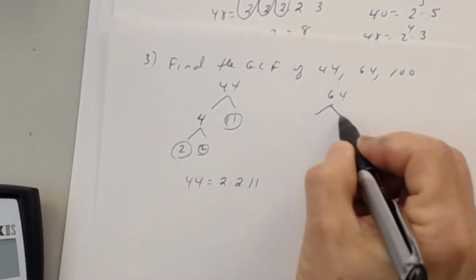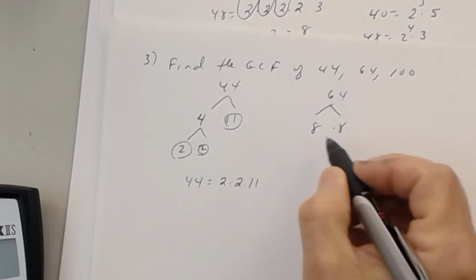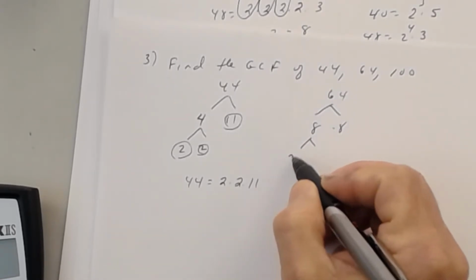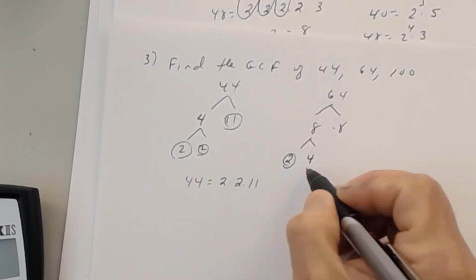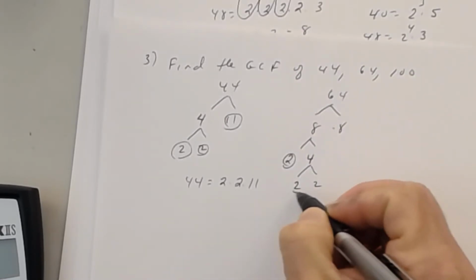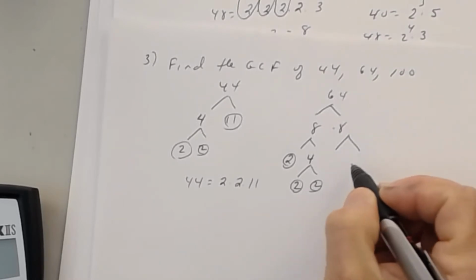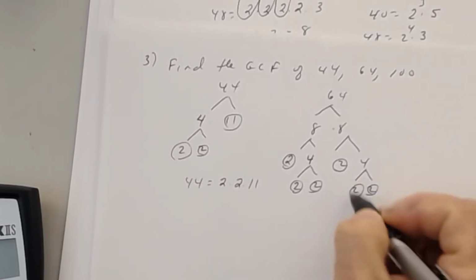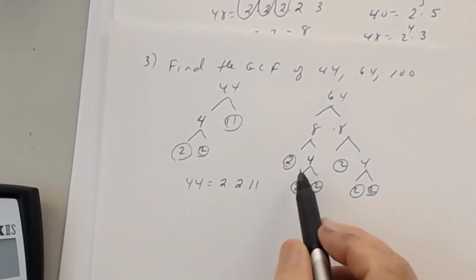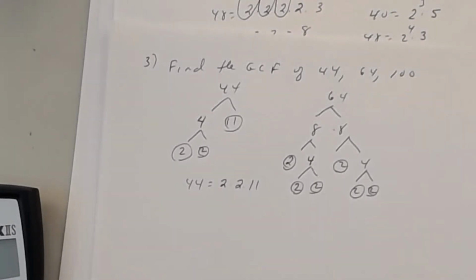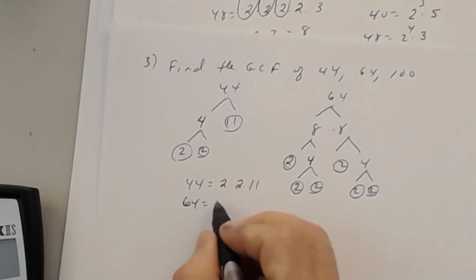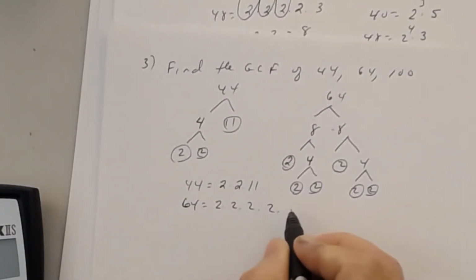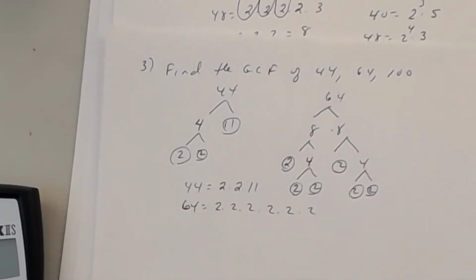64. 64, 8 times 8. 8 is 2 times 4. I can circle the 2. The 4, though, is 2 and 2. Go back to the other 8. 8 is 2 times 4 again, right? And then the 4 is 2 times 2. So the only thing I have circled is what number? 2. And how many are there? 6. So 64 is 2 times 2 times 2 times 2 times 2 times 2. And then finally 100.